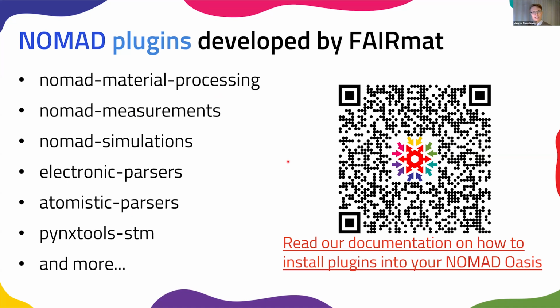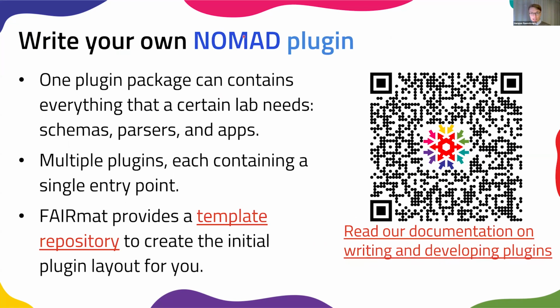So if you say that I don't need these things, then you can deactivate these things, and then you can customize to your will, basically, what it is that you need in your local lab to get it up and running. And like I said, you can write your own plugins, and one plugin package can contain everything. So you can just create one plugin that contains a lot of different things. So it can be schemas, parsers, apps, all of it together. And then you can just activate and deactivate this, and you can have different plugins written maybe for different groups that are running on the same Oasis and so on.